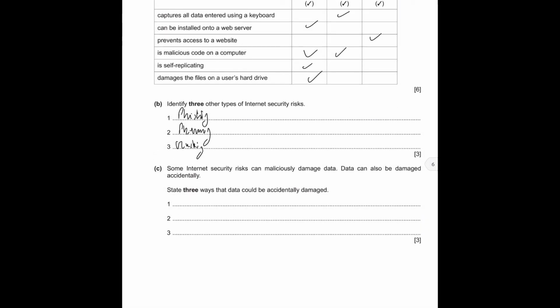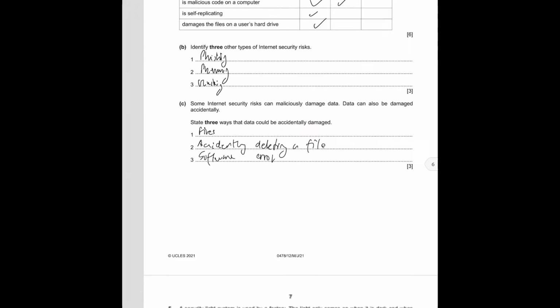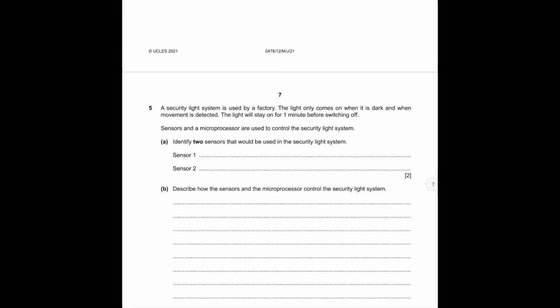State 3 ways that data could be accidentally lost. It could happen through fires, and it could happen through humans, like through human error, such as accidentally deleting a file, right? Accidentally deleting a file. And it could be maybe a software error. Software error. This is 3 marks. There you go. We're going to quickly move on.